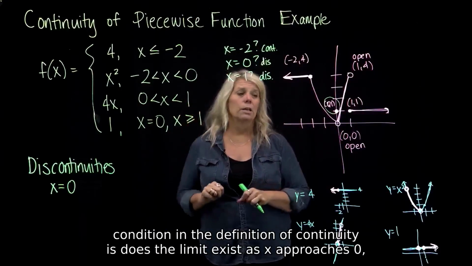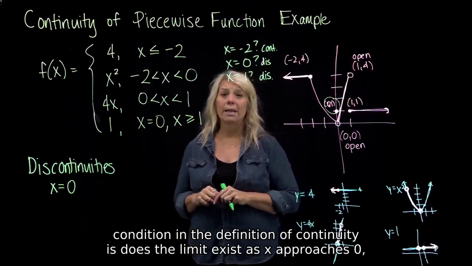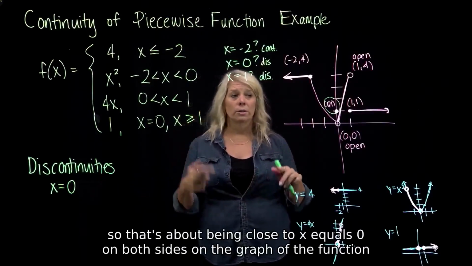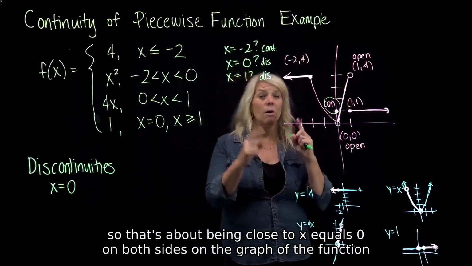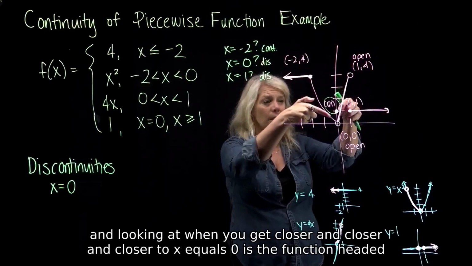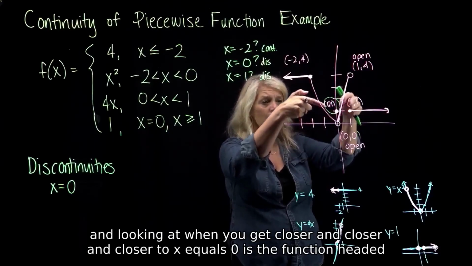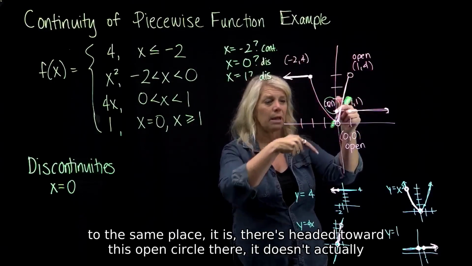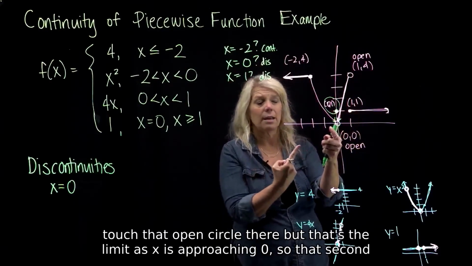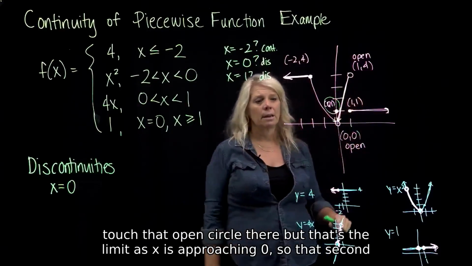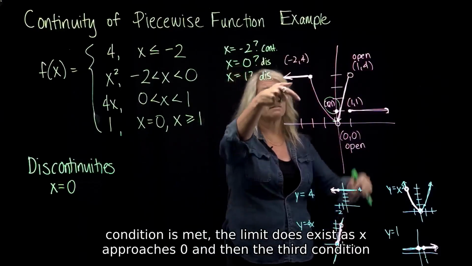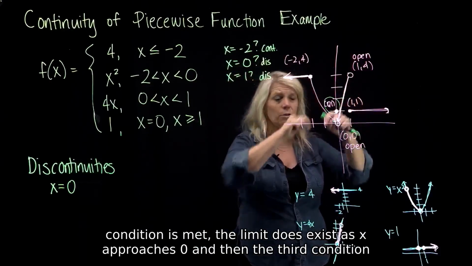The second condition in the definition of continuity is, does the limit exist as x approaches 0? So that's about being close to x equals 0 on both sides on the graph of the function and looking at when you get closer and closer and closer to x equals 0, is the function headed to the same place? It is. It's headed toward this open circle there. It doesn't actually touch that open circle there, but that's the limit as x is approaching 0. So that second condition is met. The limit does exist as x approaches 0.